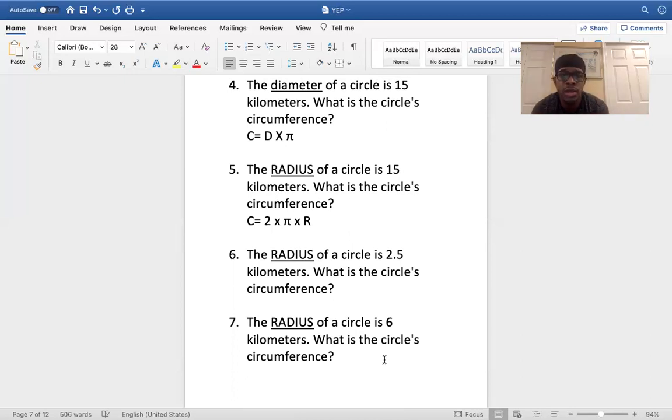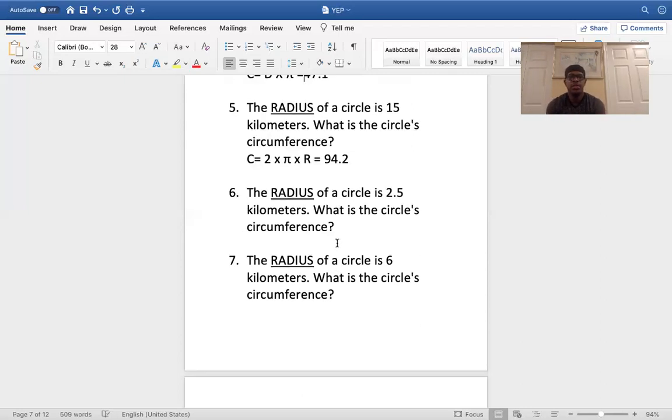All right, so the diameter of a circle is 15 kilometers. What is the circumference? So we know we need to multiply 15 times 3.14. When we do that, we should get 47.1. For number 5, the radius of a circle is 15 kilometers. What is the circle's circumference? We only need to do 15 times 2 times 3.14. We should get 94.2. Let's put an equal sign here.